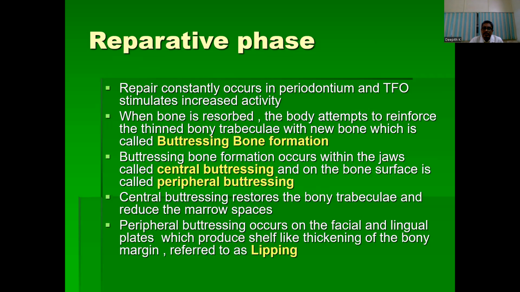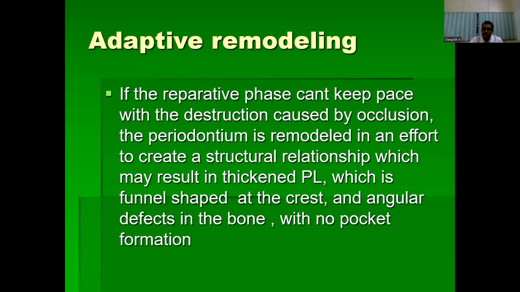If buttressing bone formation occurs within the jaw bone, it is called central buttressing, and if it occurs on the periphery, it is called peripheral buttressing bone formation. The peripheral buttressing bone formation is also referred to as lipping. Coming to the third stage, that is the adaptive remodeling.